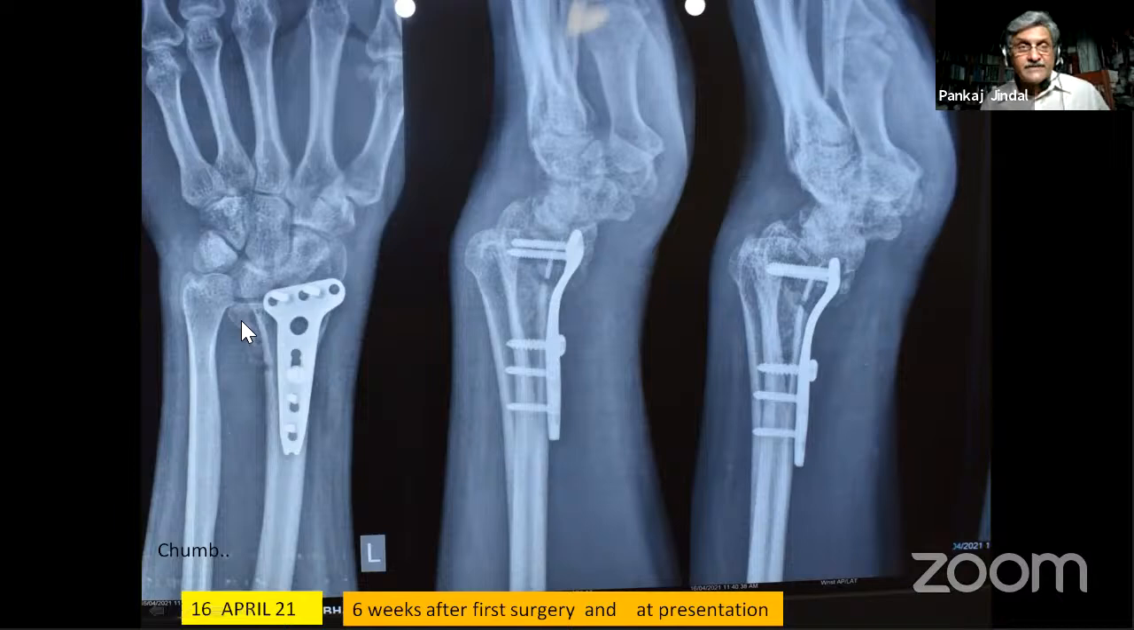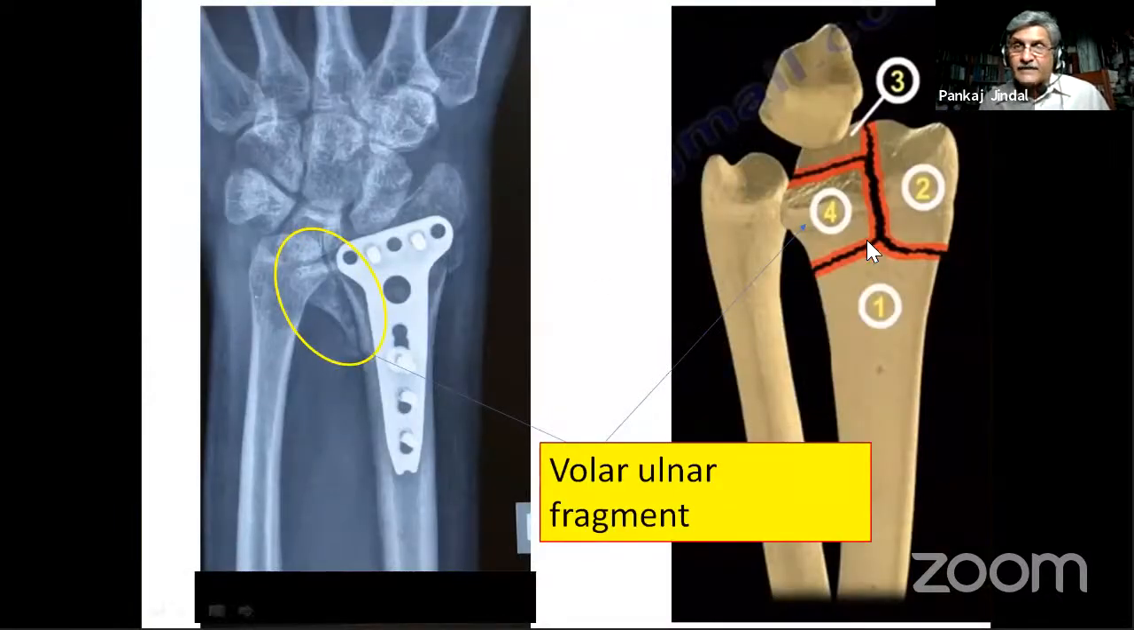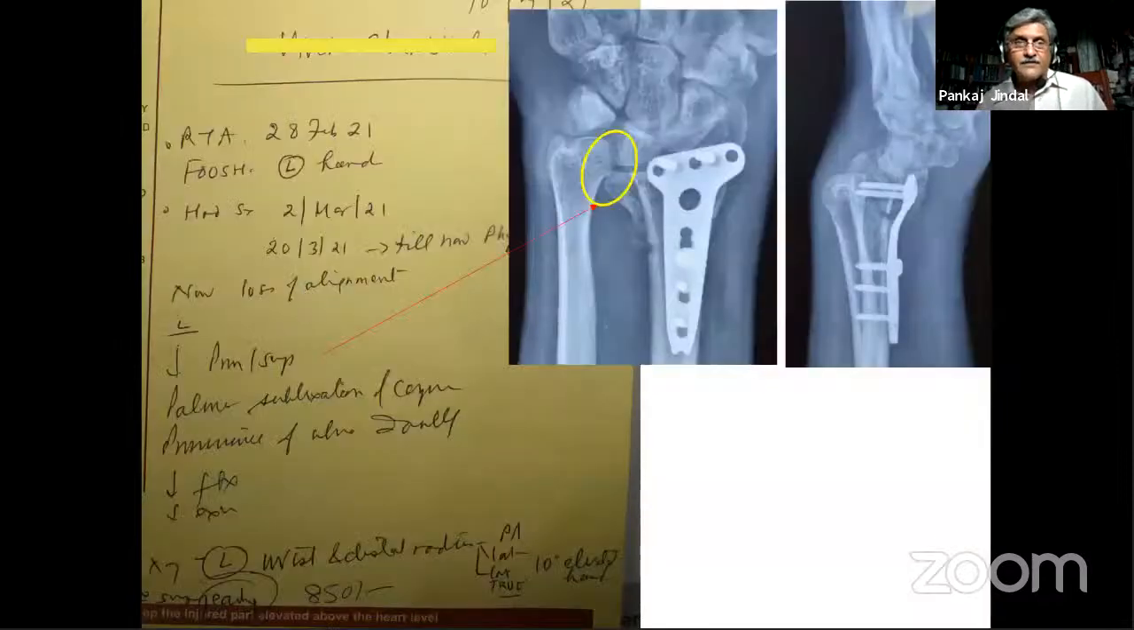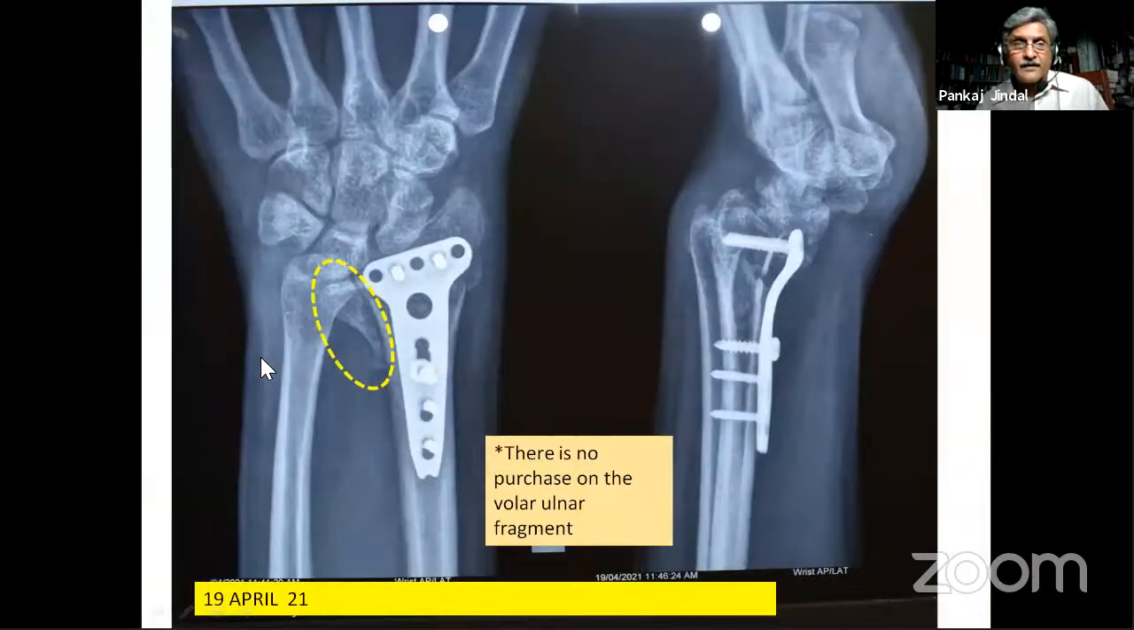And therefore, he presented again with loss of pronation supination here. So this is the fragment that we are talking about, the volar ulnar fragment. This purchase on this fragment was lost. There was no purchase. Probably if this screw was put into this hole, probably this would have not happened. And therefore, be extremely respectful for this patient with the ulnar volar fragment fracture here. So this is where he presented with loss of pronation supination here. There is no purchase on the volar ulnar fragment here.